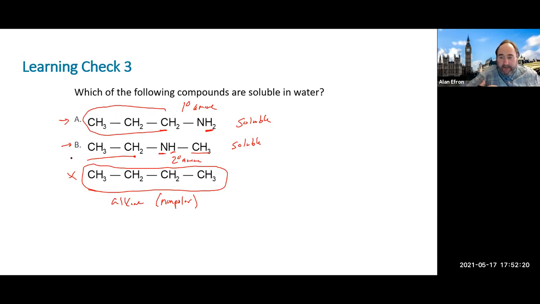And that really is a common theme with organic compounds: their ability to be soluble in water often revolves around hydrogen bonding ability. So if you have organic compounds that have the ability to hydrogen bond, they usually are soluble in water, and they also usually have a larger melting point and boiling point because of that ability to hydrogen bond.